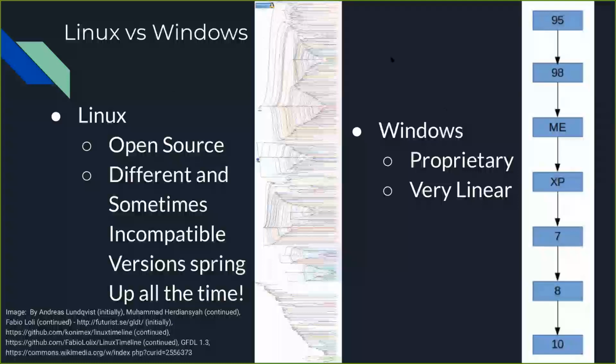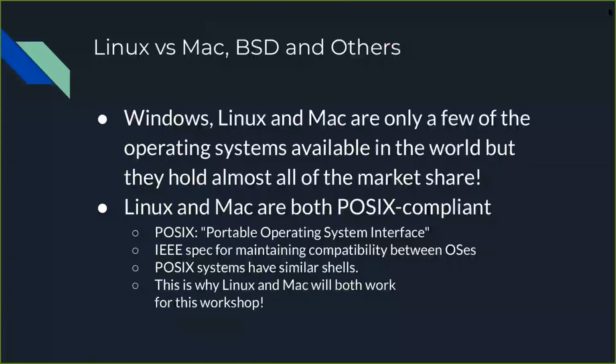And so as the complexity of the different distributions grows, the compatibility between the different versions tends to break a little bit. So, like I said, Windows, Linux, so that should give you an idea that Windows, Linux, and Mac are only a few of the operating systems in the world, but those three together tend to hold most of the market share. And of that, Windows and Mac are by far the most.